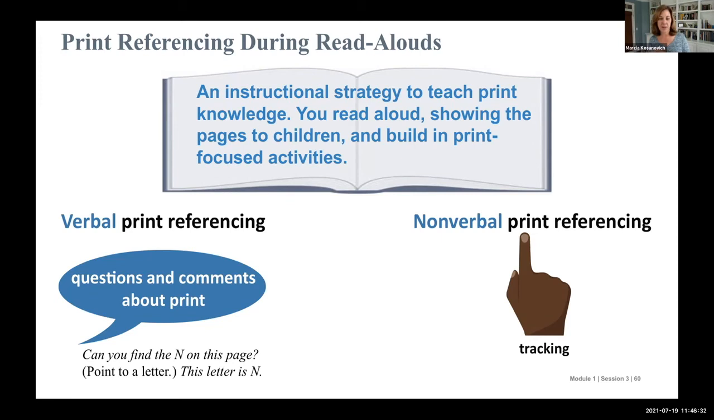So for example, verbal print referencing is when you ask a question or comment about the print. So if you said, can you find the N on this page? Like on the left of the slide. And this is the word happy, while pointing to the word happy. And then nonverbal print referencing includes pointing to print and tracking while reading. So tracking is running your finger under the words as you read them. An example of print referencing during read aloud is when you explain the difference between a letter and a word while pointing to examples of a letter and a word within the text.